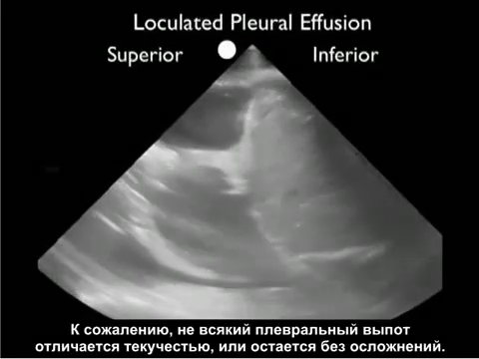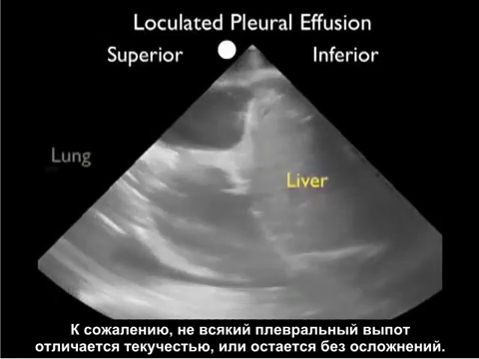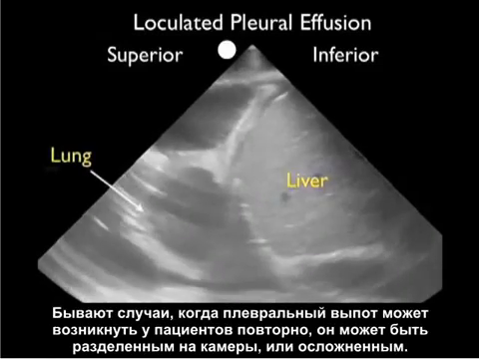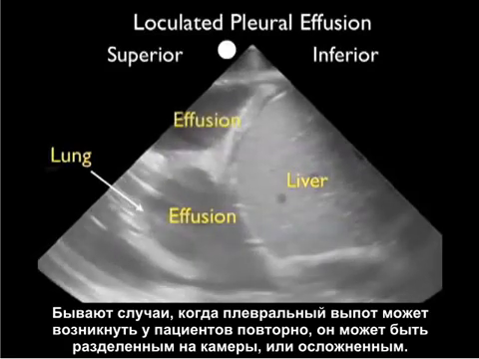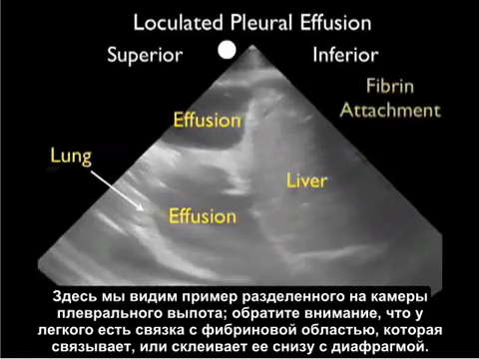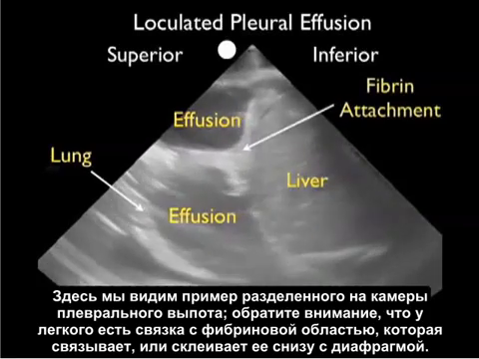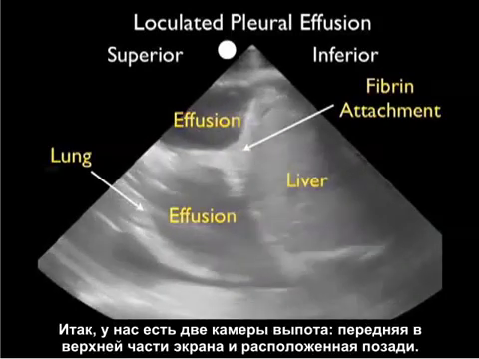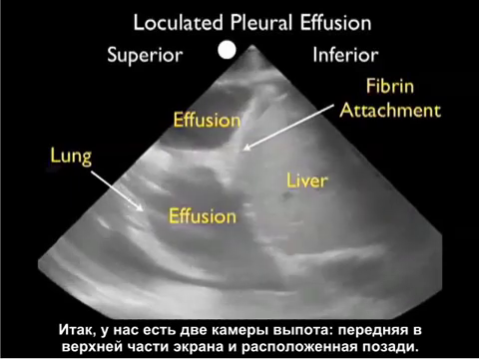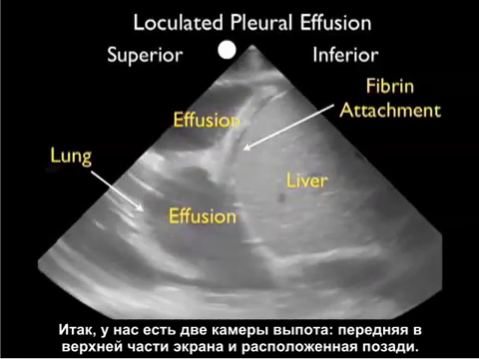Unfortunately, not all pleural effusions will be free-flowing or uncomplicated. There are occasions where patients can have repeated pleural effusions that can be loculated or complicated. Here we see an example of a loculated pleural effusion. Notice this lung here has an attachment with a fibrin area that attaches it or glues it onto the diaphragm inferiorly. Therefore, we have two loculated areas of effusion, both anterior to the top of the screen and posterior.